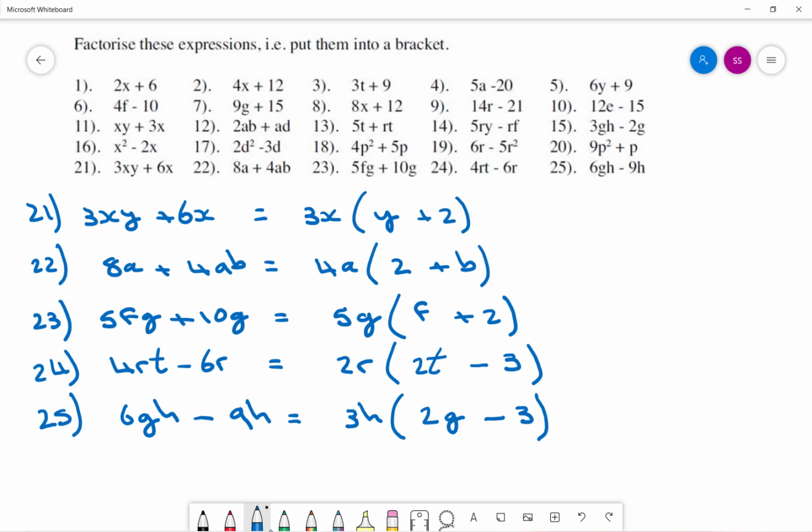Go through them at your leisure and make sure you're okay with all of these and factorising. The key to this, of course, is knowing your multiplication tables very well and knowing what numbers divide by what factors to give us our product. So hopefully you're okay with those solutions. Let's get back to the main video and keep going.